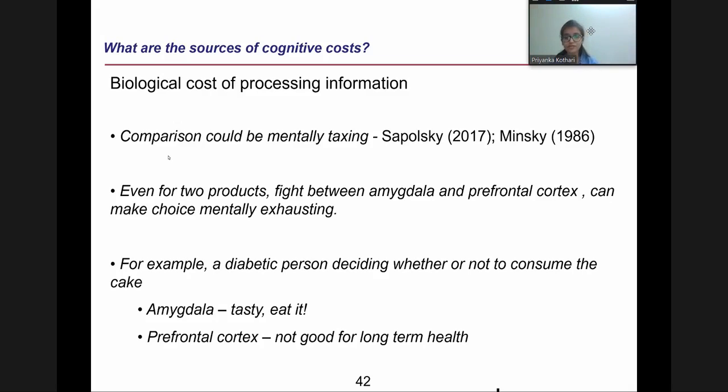It is responsible for all the reasoning and logic, etc. So the prefrontal cortex argues that no, you are diabetic. You are not supposed to take sugar, and it is not good for your long-term health. So there's a tussle going on between the two, and it leaves the person mentally exhausted. And even if the amygdala wins and the person eats the cake, after the cake has been finished, the prefrontal cortex keeps nagging the person that, hey, you have eaten this, there will be consequences, and they are coming. Overall, this takes away from the utility that we derive out of the consumption. So processing of information can be taxing.